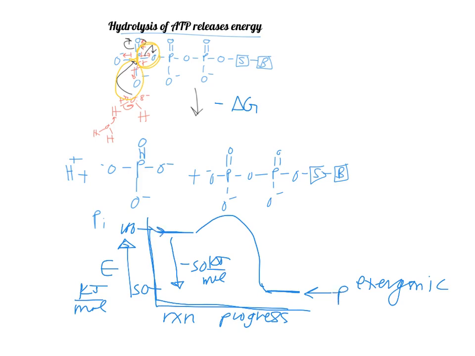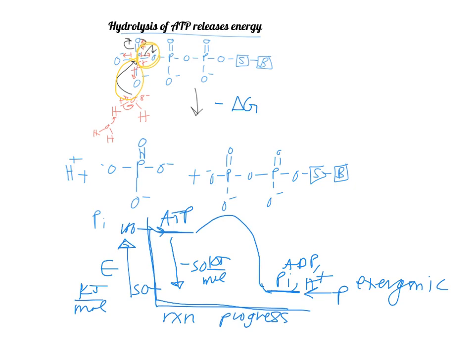Hopefully you can see that. 50 is a smaller number than 100, and I just picked those random numbers. So this is ATP up here. This is ADP, Pi, and that proton. So why is it that my products are lower in energy than my reactants? This is why I have a negative delta G.